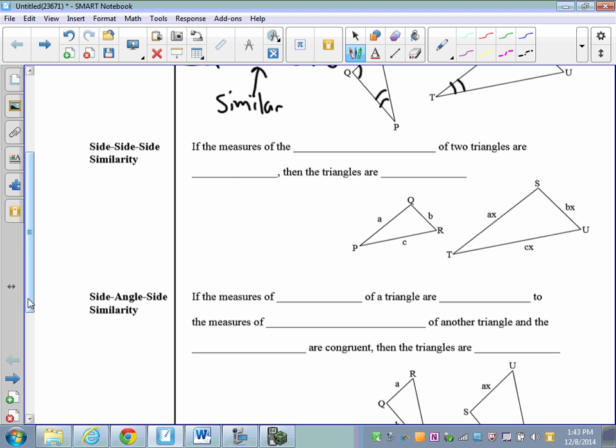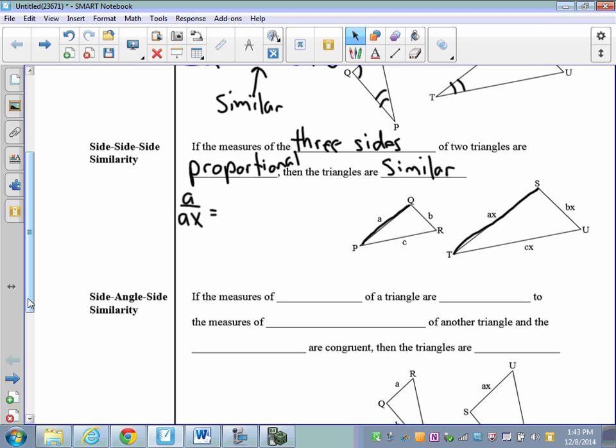So we have side, side, side similarity also. This says if the measures of the 3 sides of 2 triangles are proportional, then the triangles are similar. So if I wanted to do this one, you should be able to see that A over AX is equal to B over BX, which is equal to C over CX.